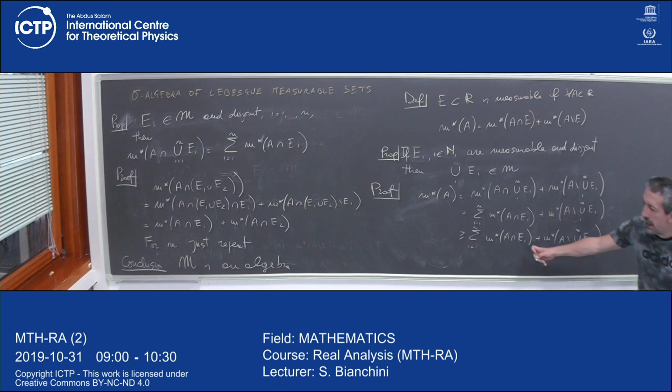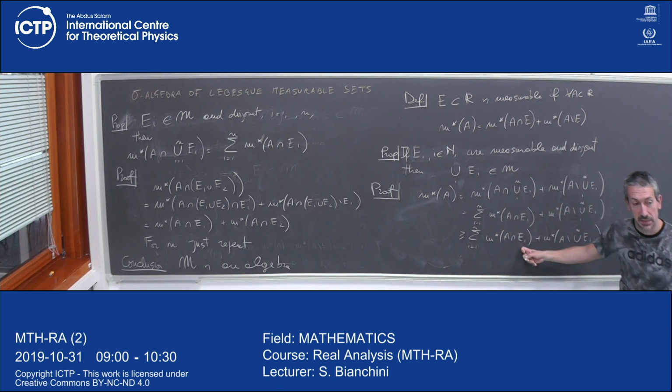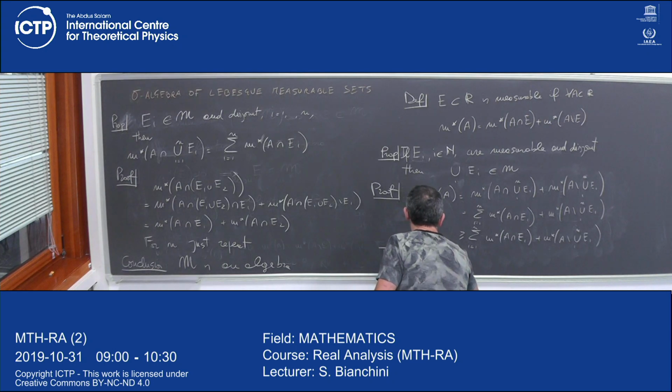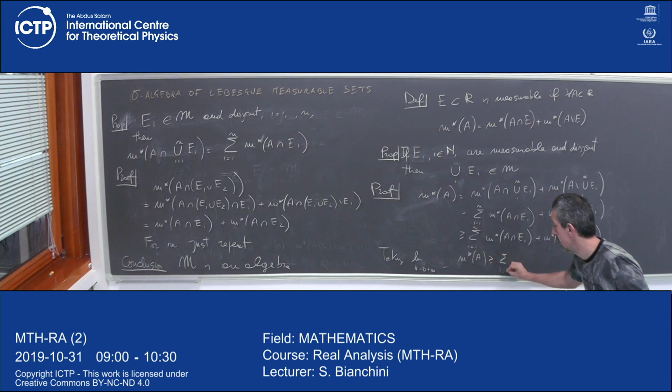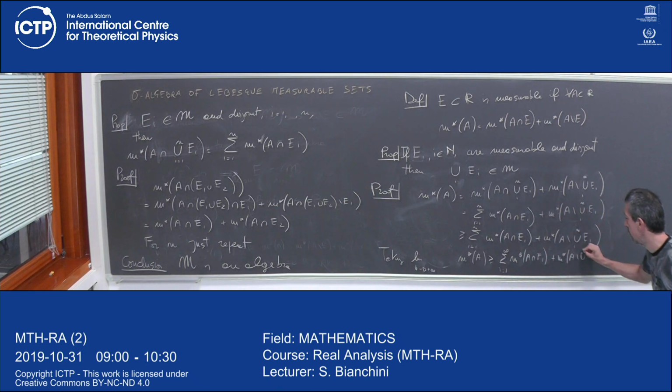So now this holds for any n, and the sum from i to infinity is exactly the limit of this partial sum. So taking the limit, I obtain exactly what I want. m star of A is greater or equal than the sum of m star of A intersection E_i plus m star of A minus the union of E_i. Okay, then apply the remark, and this says that this is measurable.